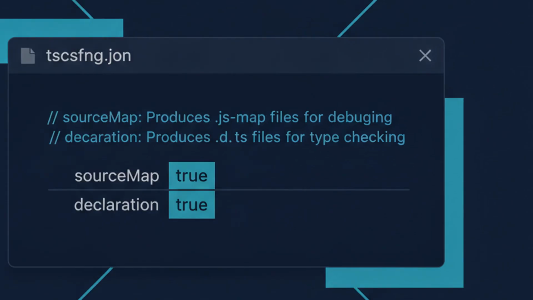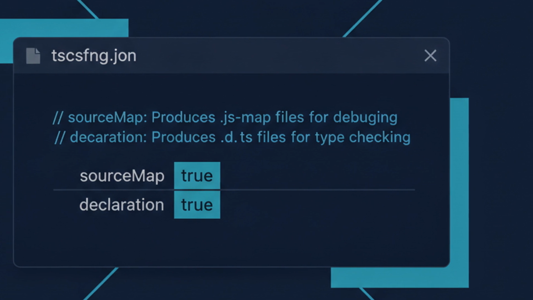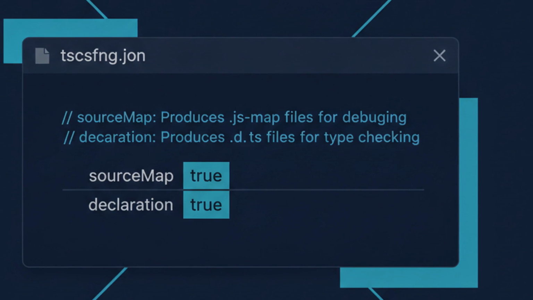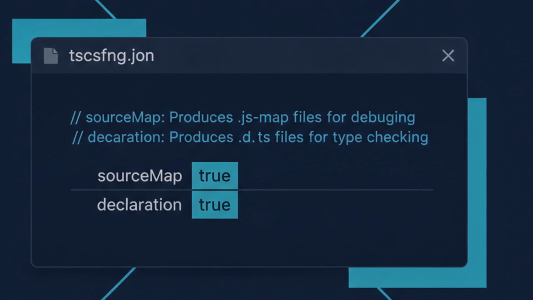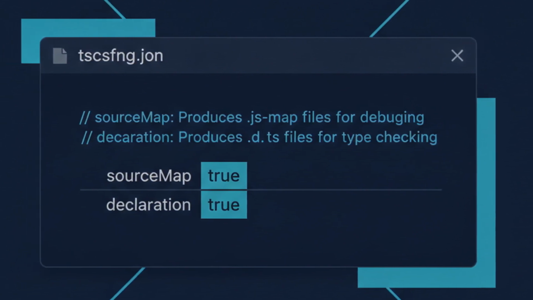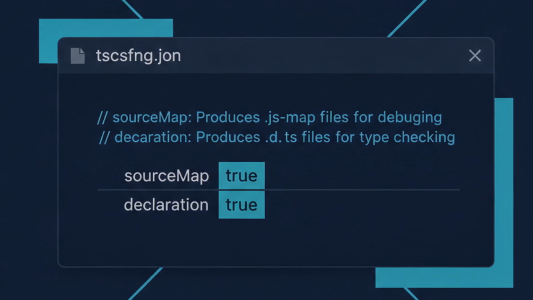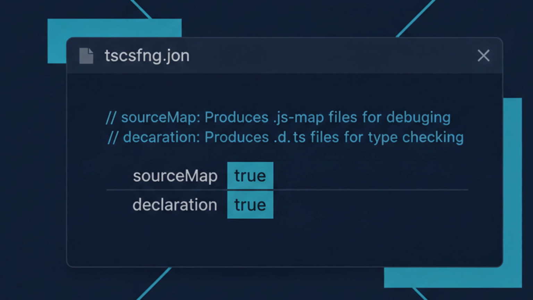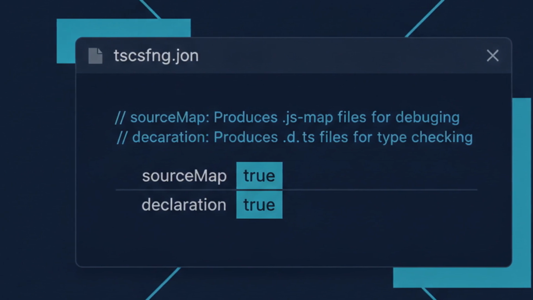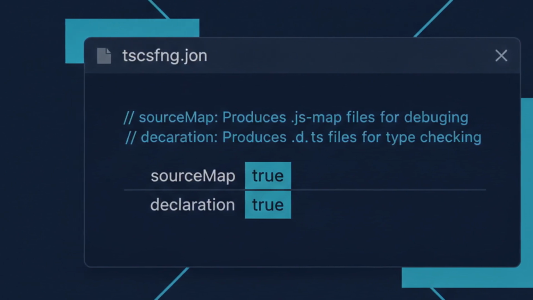Two more options that make life easier. sourceMap generates a map file that links your compiled JavaScript back to your original TypeScript. So when you debug, you see your real source code, not the messy compiled output. declaration generates .d.ts files, which are type definition files. You only need declaration if you're publishing a library that others will import. For a regular app, skip it.